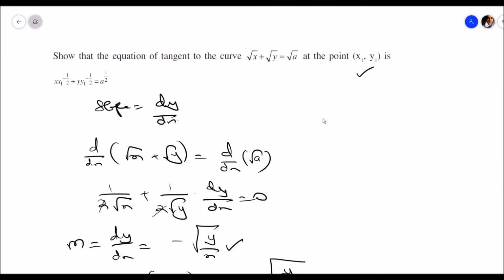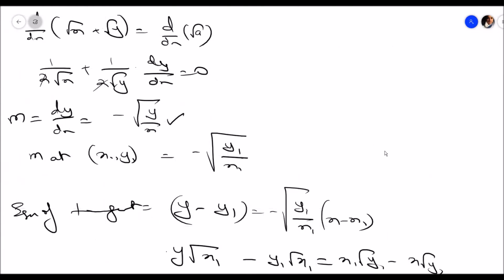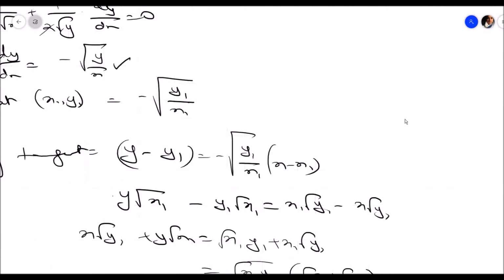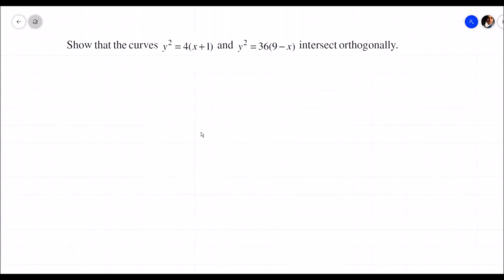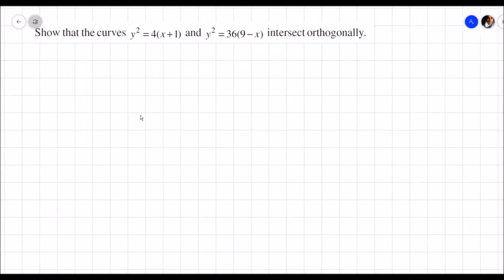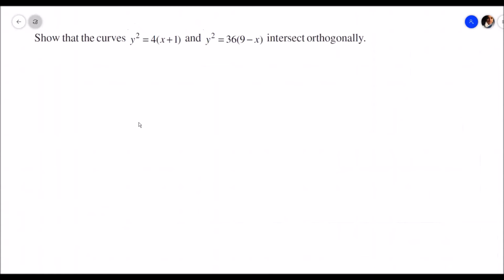Clear? This is a simpler problem relatively. It's just a little bit of calculation involved. Let me move on to the next problem. Again, quite a simple problem.